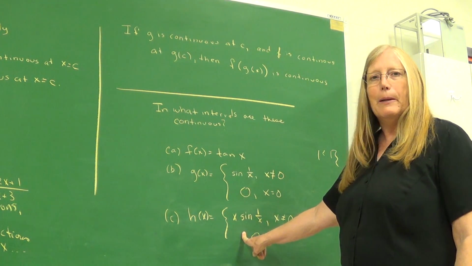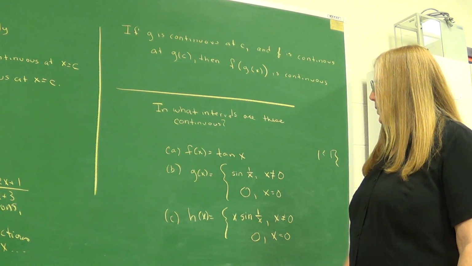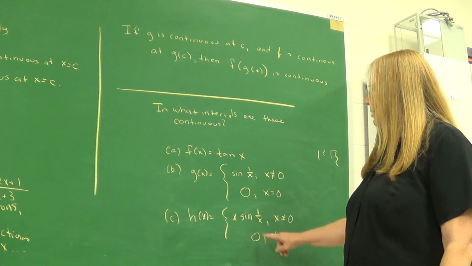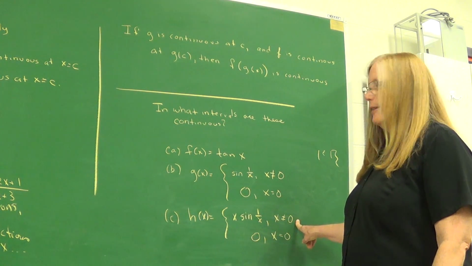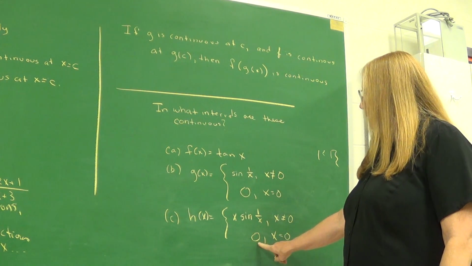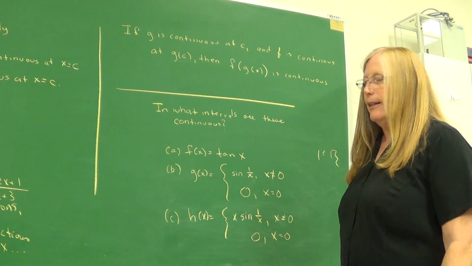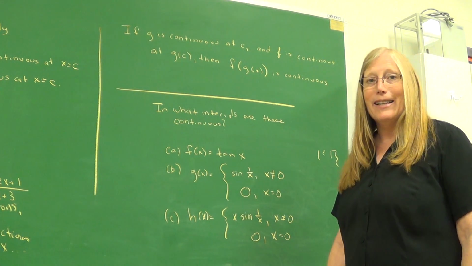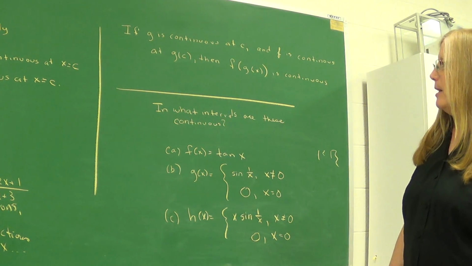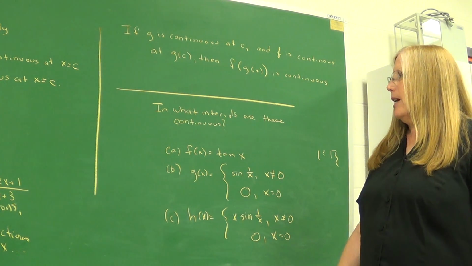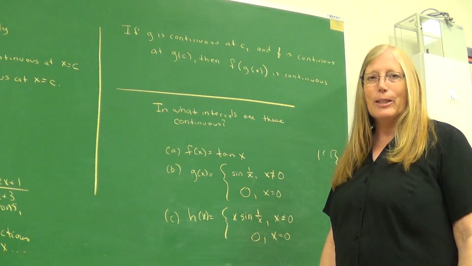And I don't know if you remember from last year, try this one: x sine of 1 over x is what the function equals when x doesn't equal 0, and this is what it equals when it does equal 0. See if you can come up with some intervals of continuity for these three functions.